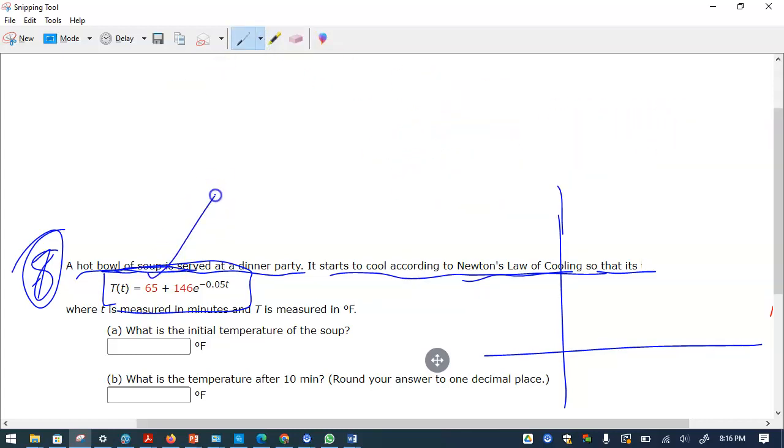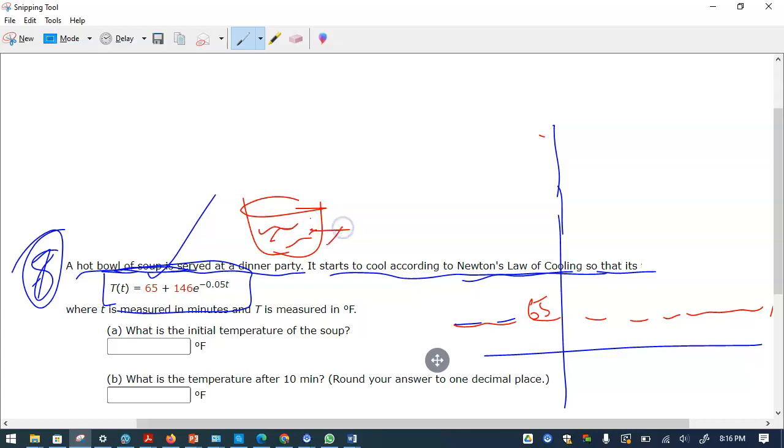The first number that you see, 65, is the present room temperature. So this is 65 here. Then in the beginning, the bowl with the soup. This 146 is the difference between the original temperature and the room temperature, which is 65 here. So all you do is add 65 to both sides and you get 211.